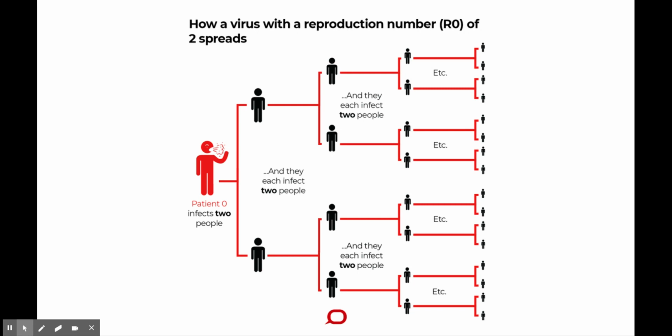Here's how the R naught works. The basic idea is that, let's say I contract a disease and I end up passing it to 2 people. That would be an R naught of 2. For every person who is infected, it is the number of infections they end up causing, the number of people who end up becoming infected because of contact with them.